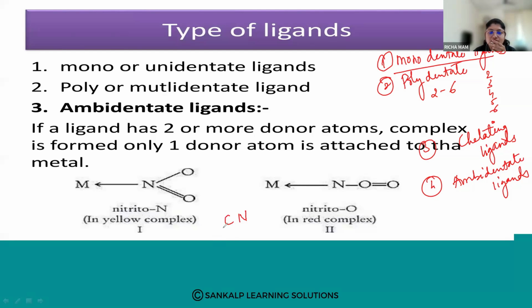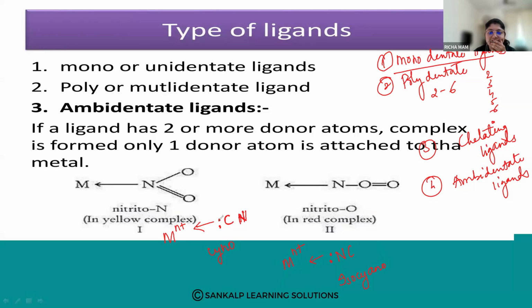CN is there. So CN, what can it coordinate to? It can coordinate through carbon also. If it coordinates through carbon to the central metal atom, then it forms the cyano group. If the nitrogen atom links to your central metal atom, then it forms the isocyano group. Remember that.